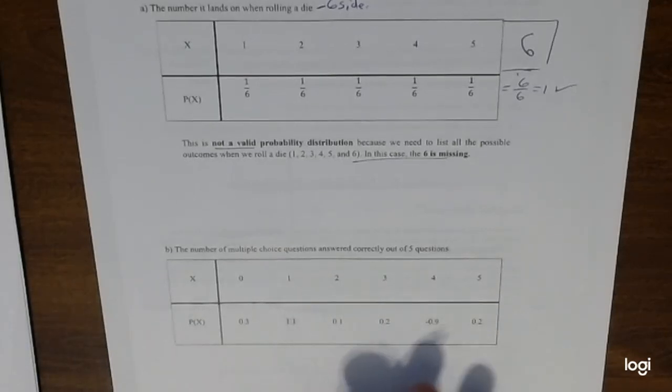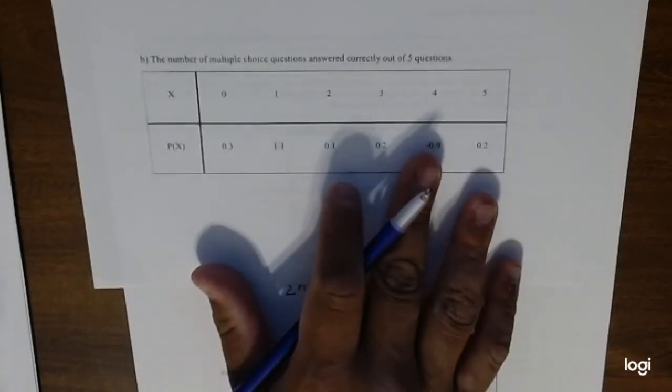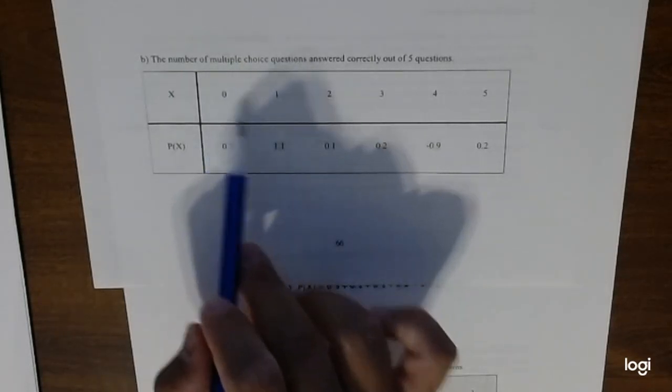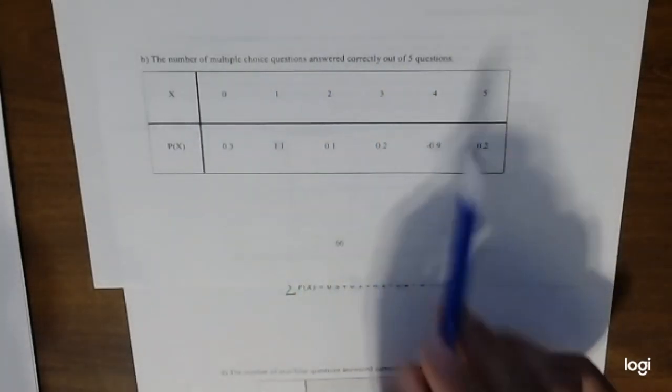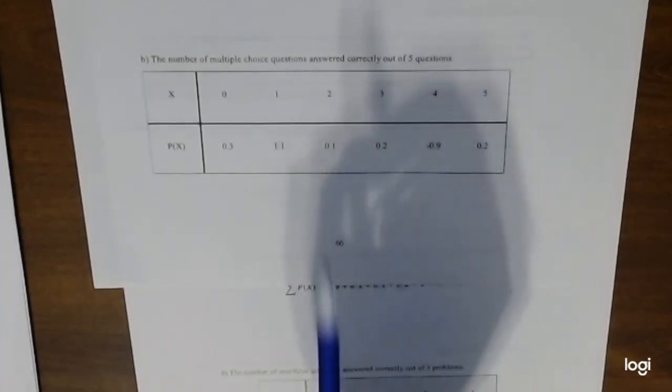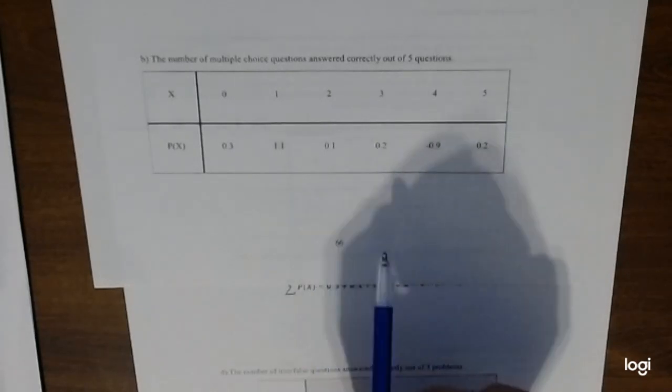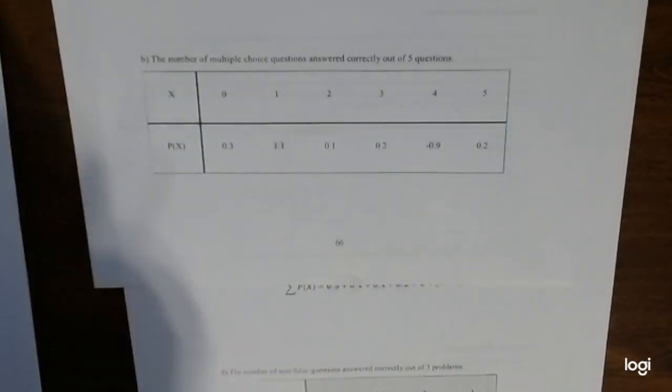All right, and we keep going. There's a couple more examples. Question 2: the number of multiple choice questions answered correctly out of 5 questions. Pretty good, 0 through 5, right? You can get 0 correct, or you can get all of them correct. That's good. First condition: if I add them all up, do I get 1? Hopefully you say I think it works. Let's check. So 0.3 plus 1.1 plus 0.1 plus 0.2 minus 0.9 plus 0.2.